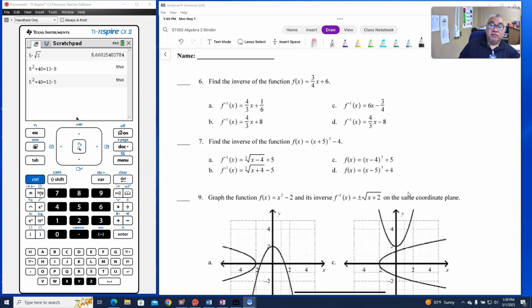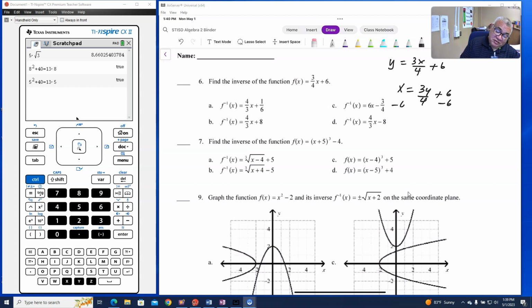Number 6 is another inverse. So you have y equals 3x over 4 plus 6. So what you want to do is switch the x and the y. So you have x equals 3y over 4 plus 6. And then what you want to do is solve for y.